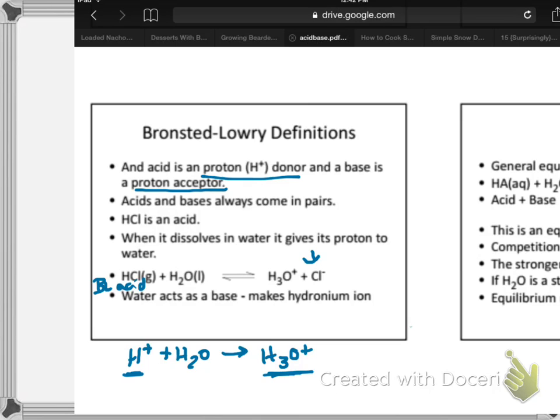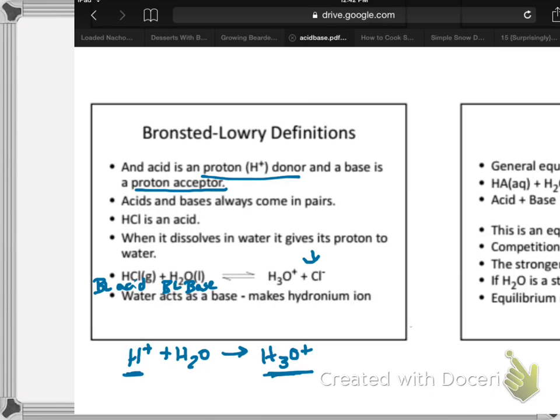It's lost its hydrogen, so this is my Bronsted and Lowry acid. Now, which one is going to accept that proton? Well, water is going to accept it and become hydronium, so this is my Bronsted and Lowry base. And that's always how you're going to identify those. In this case, water does act as a base.